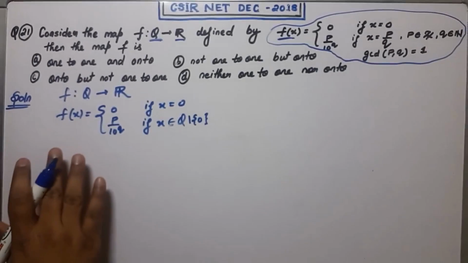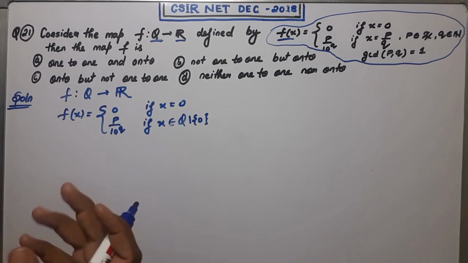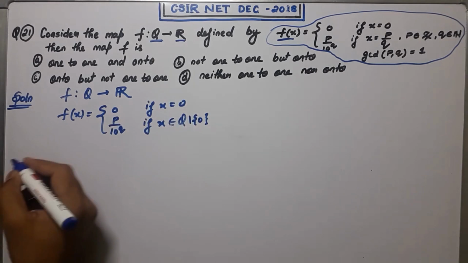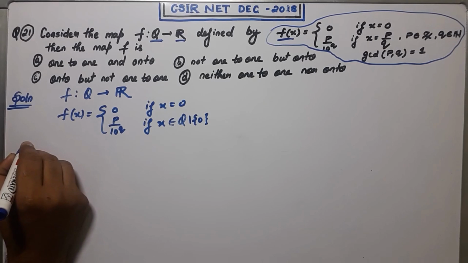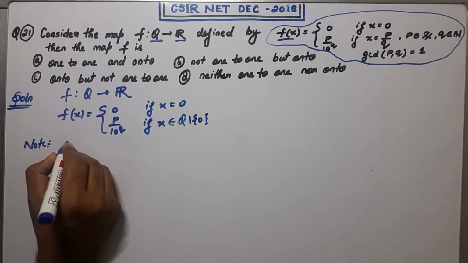Now this is your map which you have to check, whether it is one-one or onto. That you have to check. Now I will provide you some important properties regarding injectivity and surjectivity, which you must remember before solving this question. So I am writing a note here.